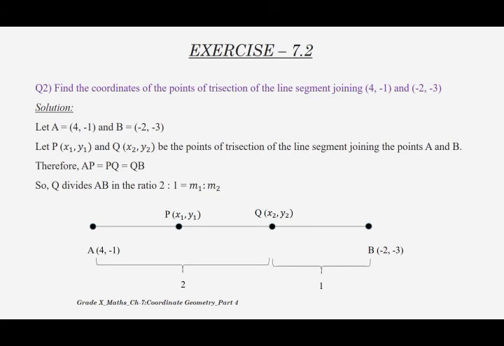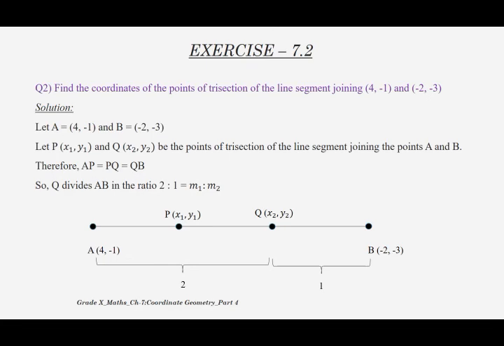Now let us move on to exercise 7.2. Question number 2. Find the coordinates of the points of trisection of the line segment joining (4, -1) and (-2, -3). So we have 2 points. Let us name them A and B. And this line segment is trisected. That means divided into 3 equal parts. So let's take P and Q to be the points which trisect.